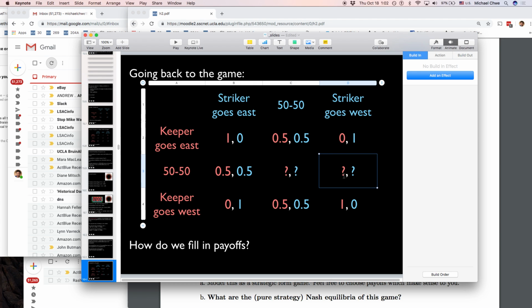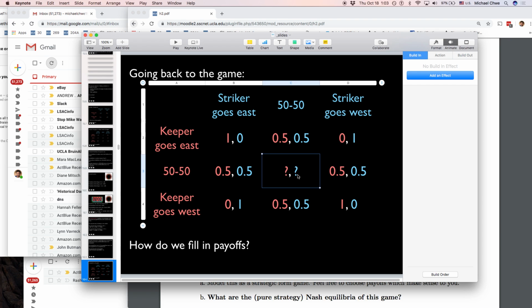How about here? Same thing. The only thing which is slightly different is this one in the middle. This is where the keeper is going half-half, half the time east, half the time west. And so is the striker. So the striker is going half the time east, half the time west. Now if both people are randomizing half-half, what's the probability of this event occurring? They both go east.